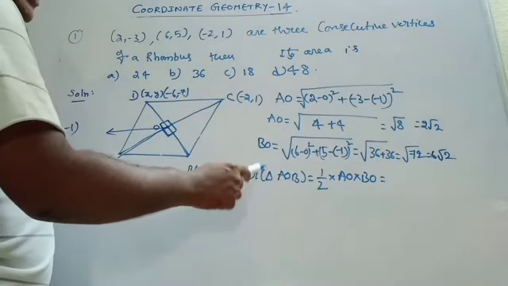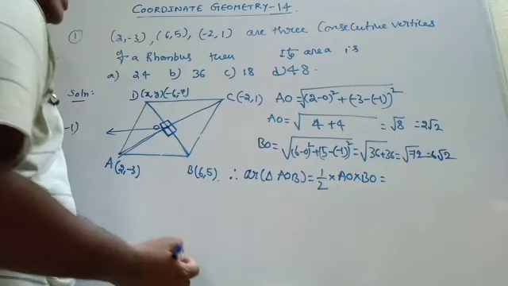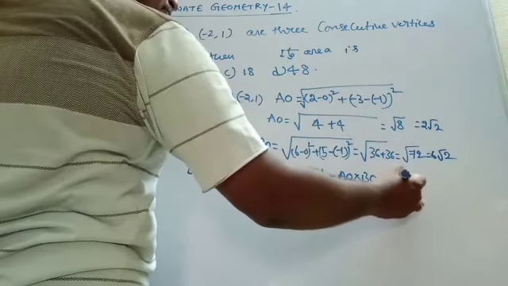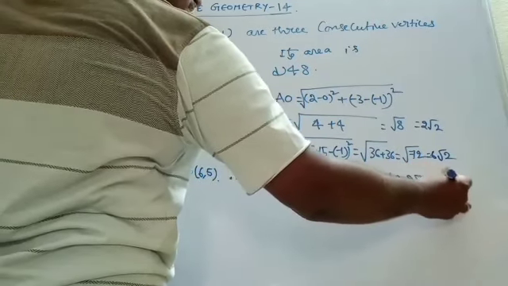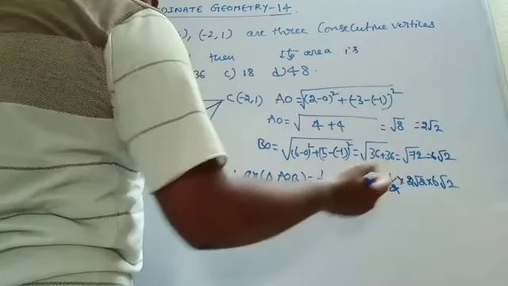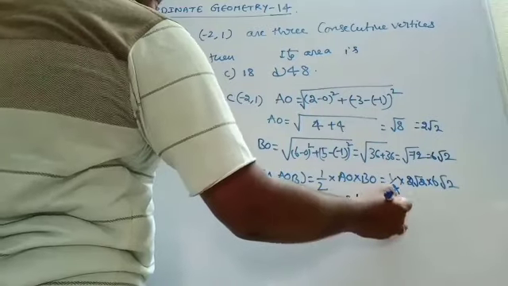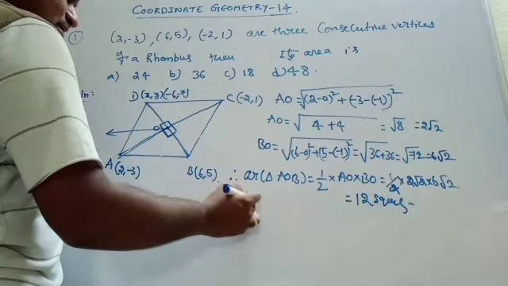Now the area of triangle AOB is half into AO into BO, that is half into 2 root 2 into 6 root 2. This cancels, and 6 into 2 is 12. You have this as 12 square units. Now, area of rhombus.